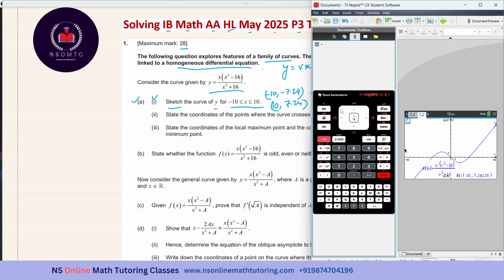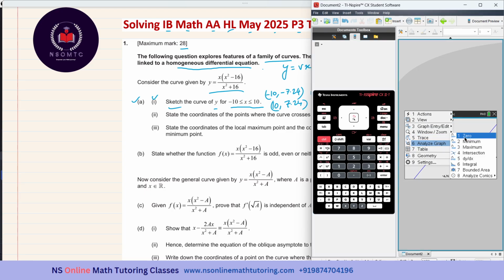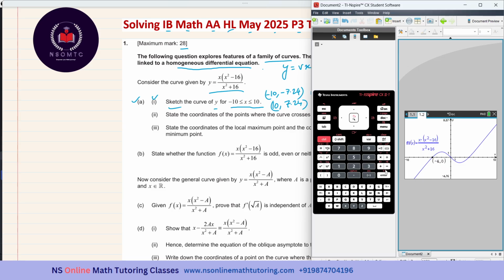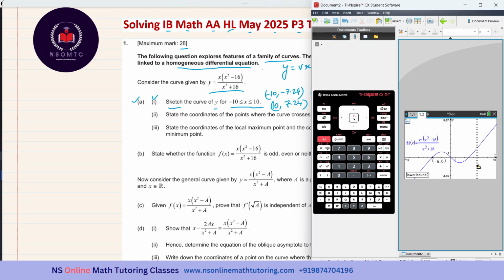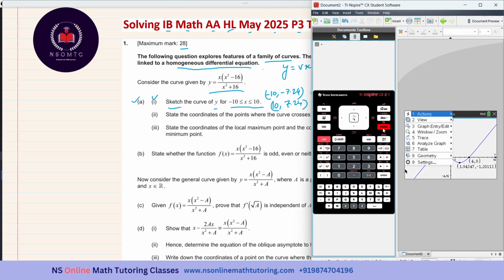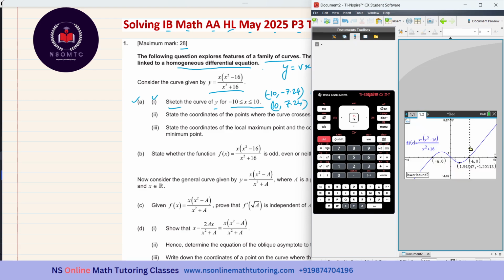So first of all, I come out of the graph trace, and then I can find the zeros, analyze graph and the zero. This one is minus 4, and the other one will be plus 4. And now the maximum and the minimum points. Minimum and maximum. Okay. So now I'll be just copying this graph.